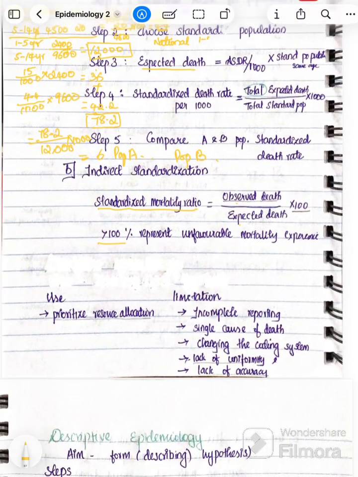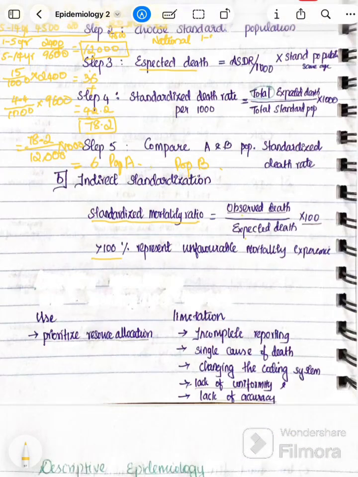Uses of mortality indicators: if we know this much death happened in that place, we can give more resources to that particular area. And limitations of mortality indicators: incomplete reporting, single cause of death, and changing the coding system. They might have changed the coding system, so the diagnosis may vary. Lack of uniformity, the reporting format of one group of people is different, other people is different. Lack of accuracy, some people don't enter the correct data. So these are the limitations of mortality data.